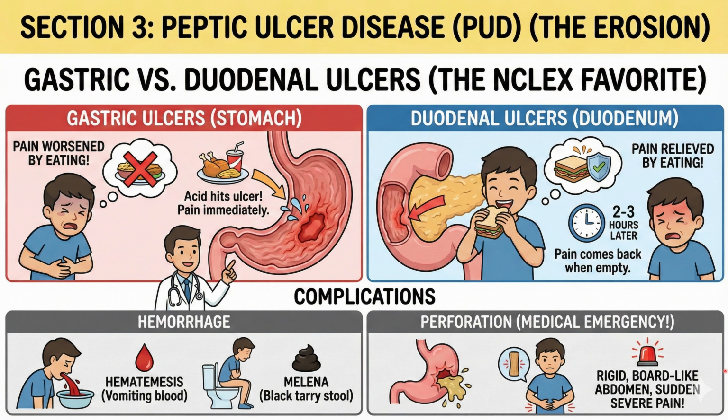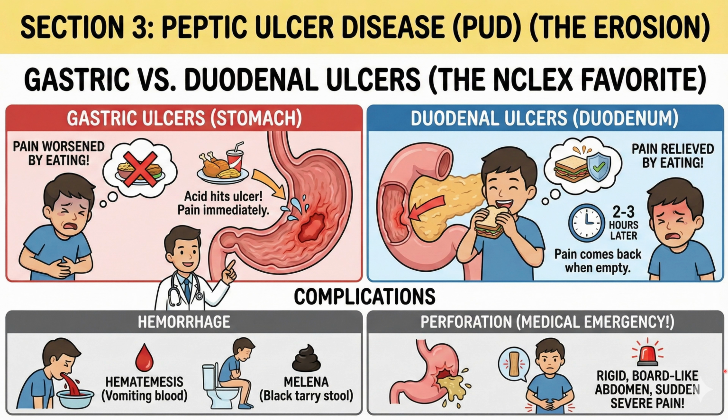You must note the difference in pain patterns. Duodenal ulcer pain is relieved by eating. Why? Because food buffers the acid. The pain comes back 2-3 hours later when the stomach is empty. Gastric ulcer pain is worsened by eating. Acid secretion increases to digest the food, hitting the ulcer and causing pain immediately.